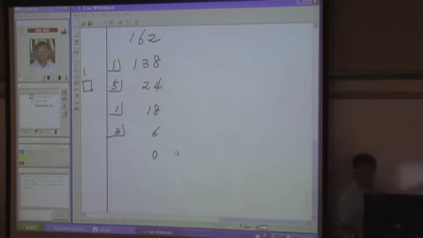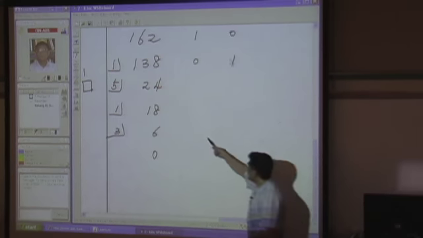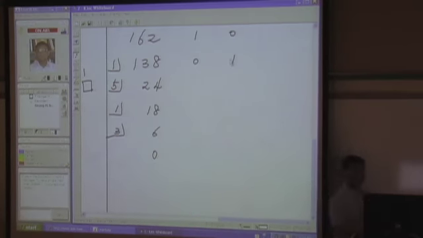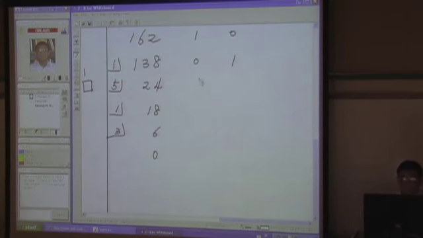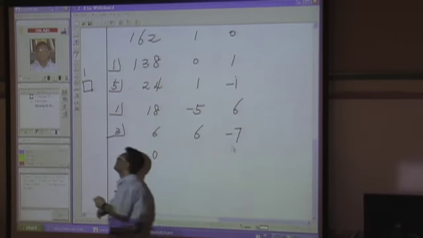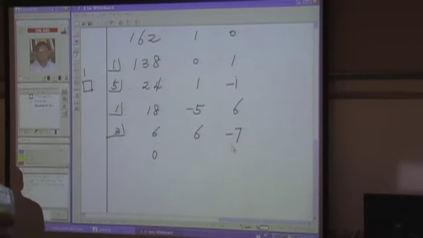So the next question is finding some numbers leading to this GCD. So what should we do? We stack 1, 0, 0, 1, and then do the same thing. And then read these two numbers and write down these two numbers there. So let's do it. Done. So 6 and negative 7 should go into the box.